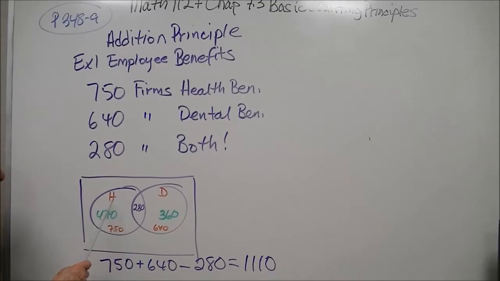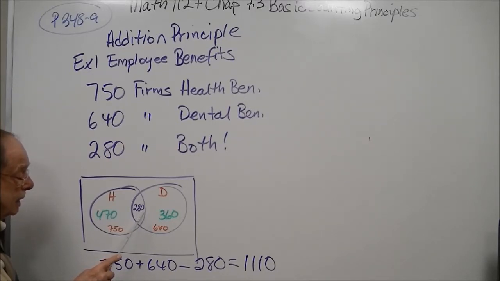So for health care, 750. Dental, 640. So you might ask, well, how many just have health care? How many just have dental care? And you would do that by putting your intersection here in the middle, 280, subtract it from 640, and you get 360 that have just dental care.